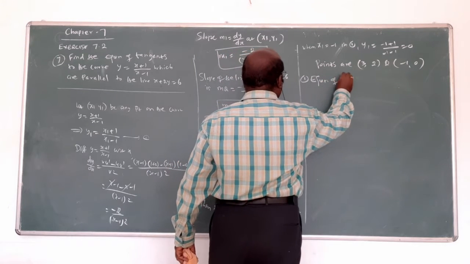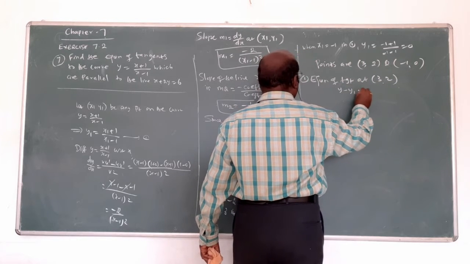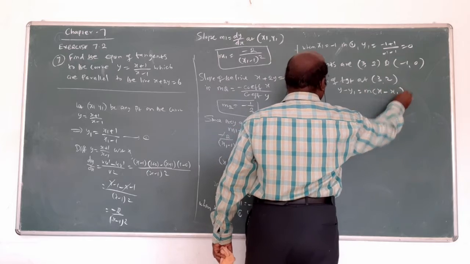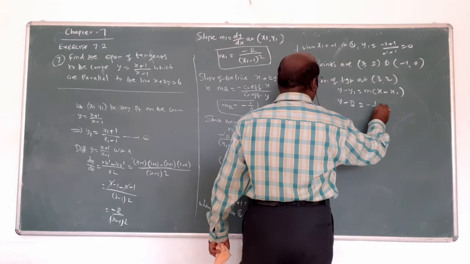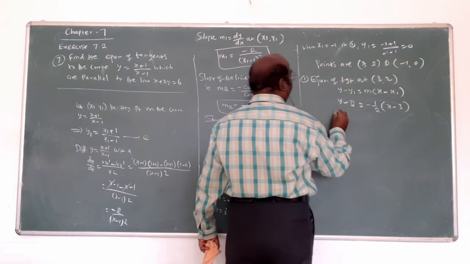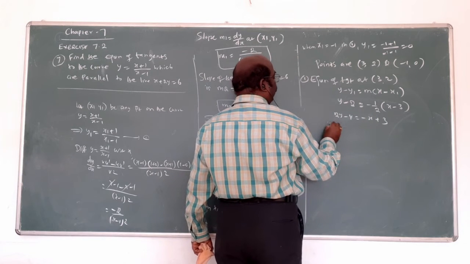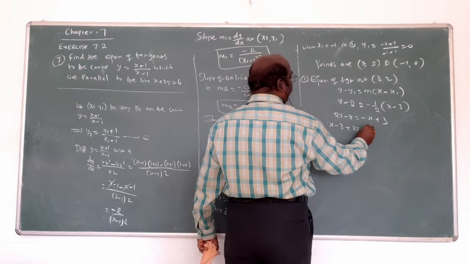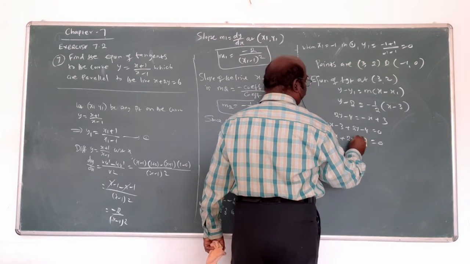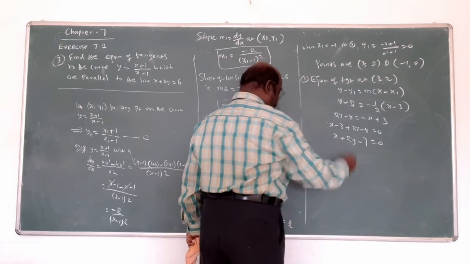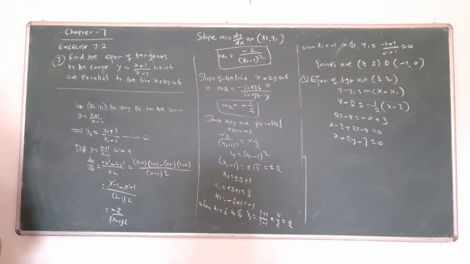Therefore, the first one is the equation of tangent at (3, 2). What is the formula? The standard formula: y minus 2 equal to m times (x minus 3), with m equal to minus 1 by 2. Now cross multiply: 2y minus 4 equal to minus x plus 3. Therefore, x minus 3 plus 2y minus 4 equal to 0. This is the first example. Because it is asking for the equation of the tangents, that's why we got two answers.